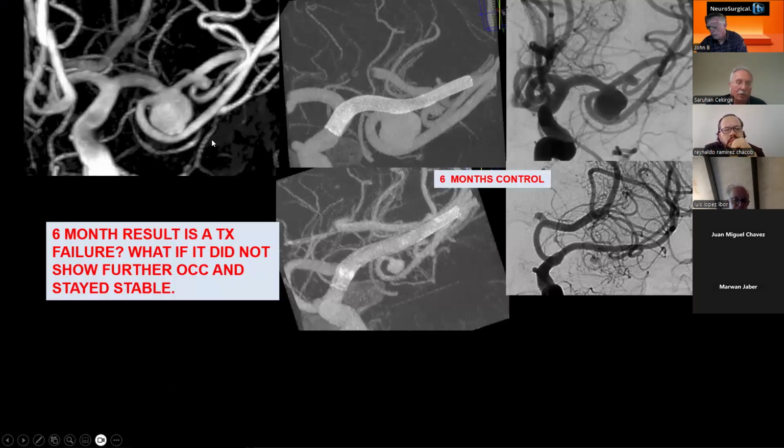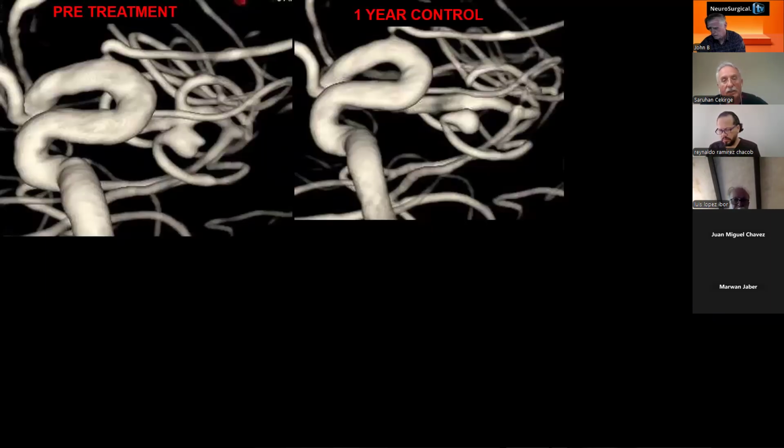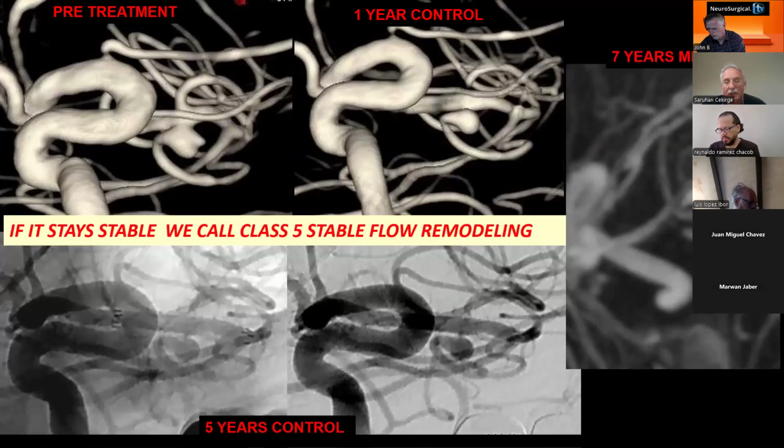So look at this multi-segmental pipeline 6 months later. In a 6 months result, in our classification, we still call this a type 2 occlusion. But we never call this failure, because even if it stays stable like this, is it a treatment failure? This is the question. In this particular patient, it did not stay the same, and it progressively occluded, as you see here, with a beautiful reconstruction. And this is the 1-year control after such a treatment. This aneurysm reformed, restructured, remodeled to become the continuation of this inferior trunk, and after 7 years, it is still the same.